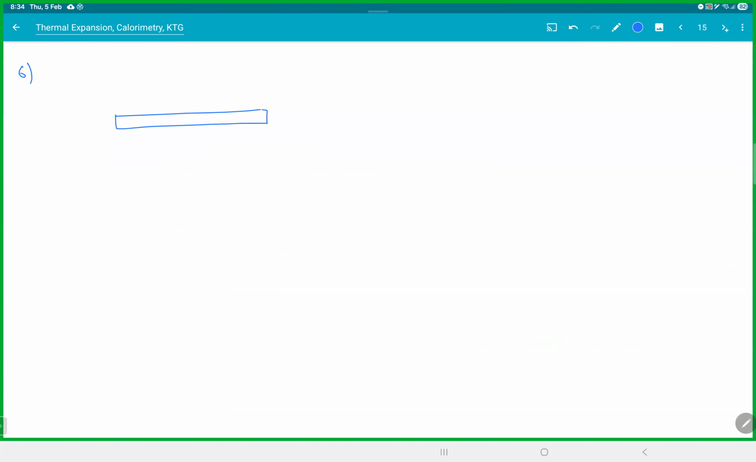We got a rod here. X is equal to 0, X is equal to 12, initial temperature is 100 degrees. Case 1, the coefficient of linear expansion is alpha naught into T. It is changing with the temperature, meaning the higher the temperature, the more alpha is increasing. So alpha is not constant. Your coefficient of linear expansion is increasing with temperature. T is temperature in Kelvin.